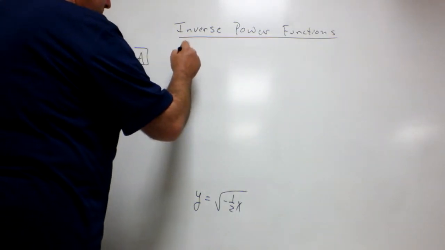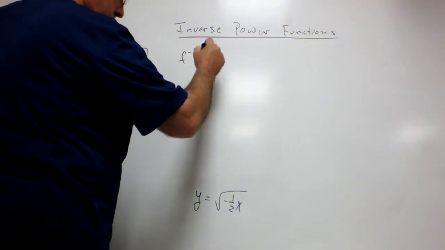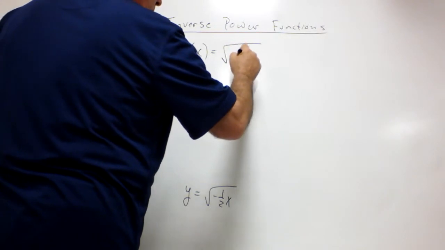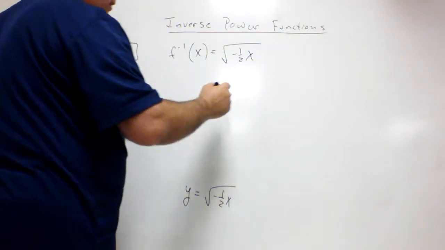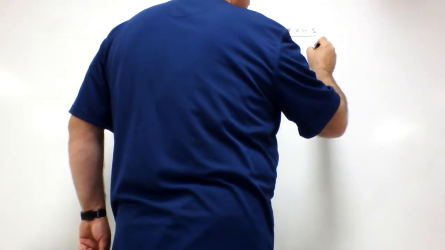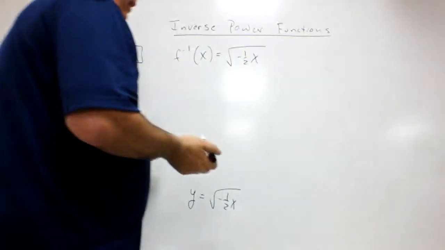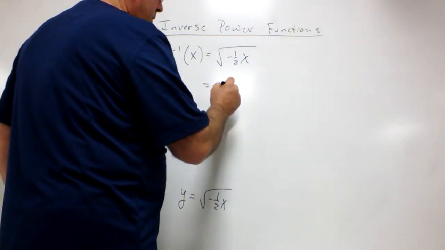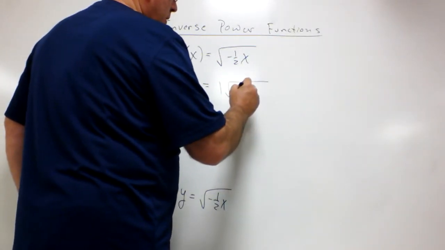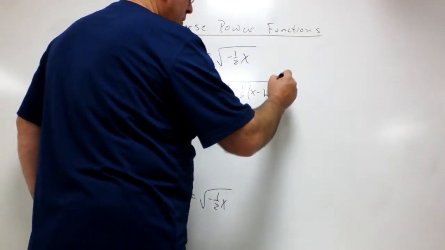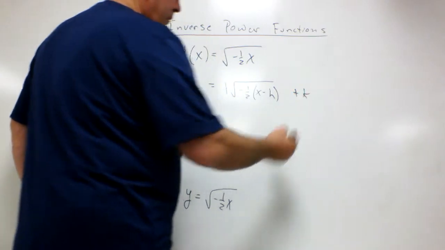And to graph it, we're going to define our domain and range like we always do, and we want to identify our vertex. So when we look at this function, we should understand that it's 1 times the square root of negative 1/2 times x minus h, plus k, like that.